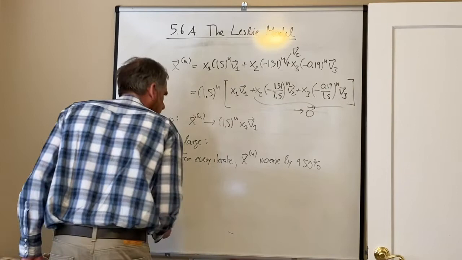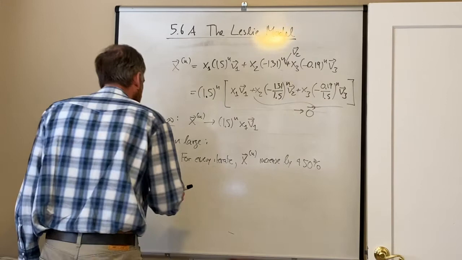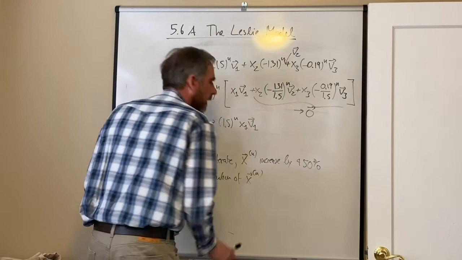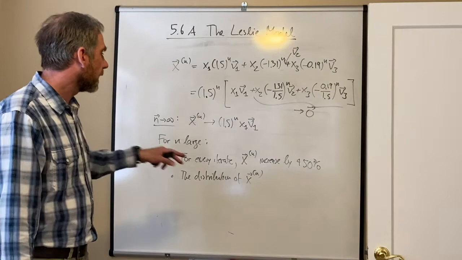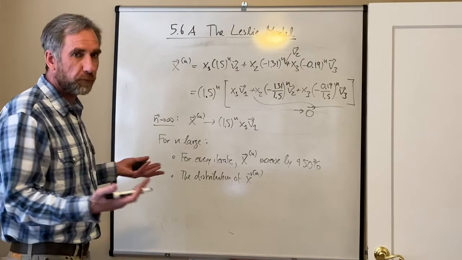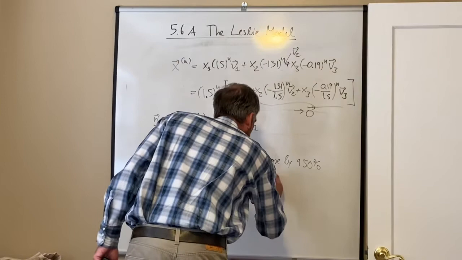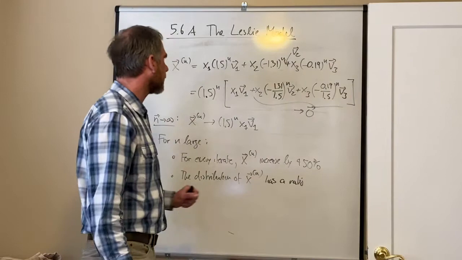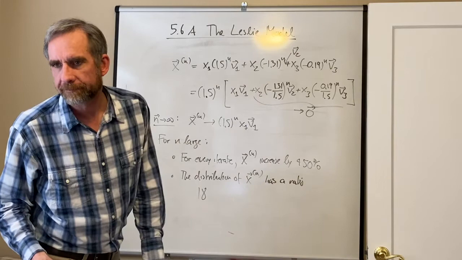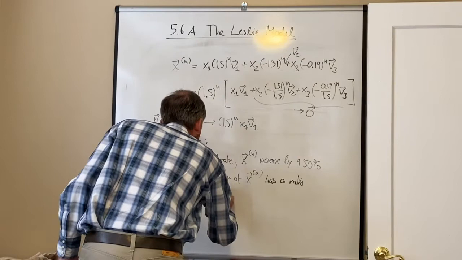And the other thing is that we're approaching the distribution of x_n. That means in terms of actual numbers of animals or organisms or whatever you want to call it, these triples of vectors will of course increase. All three generations will increase in size, but basically the distribution has a ratio given by the eigenvector that corresponds to that 1.5. So the ratios are 18, 6, 1. These are the three components of that eigenvector that we had.